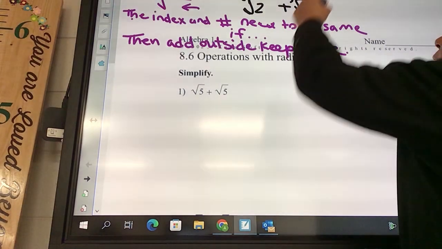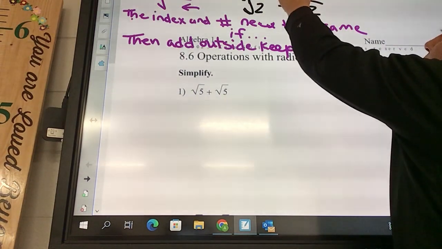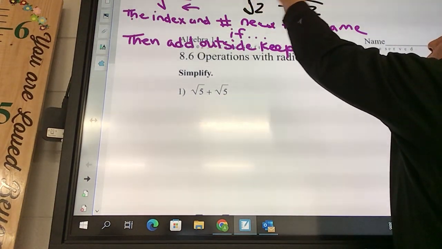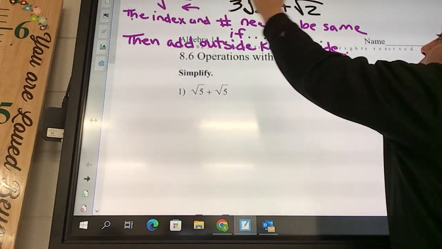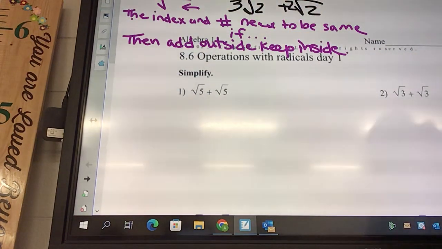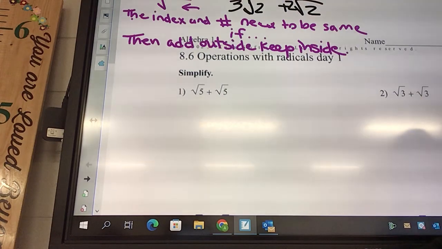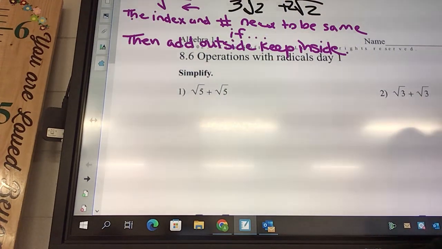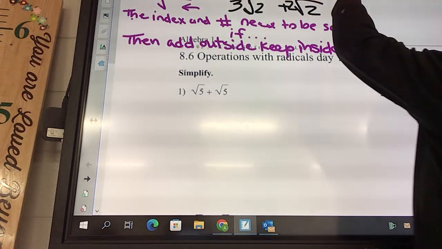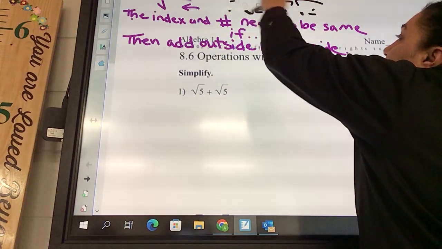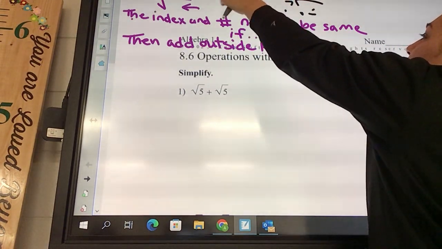You can have a different number here, though. You can have a 2 and a 3 here. That's totally fine for the outsides. But the insides and the indexes need to be the same in order for you to add or subtract them. So, let's look at number 1.